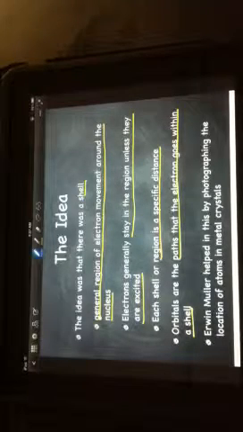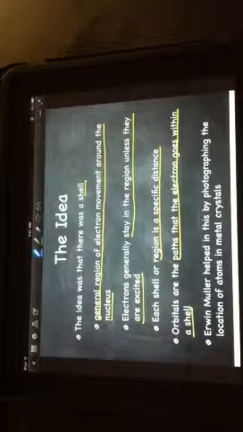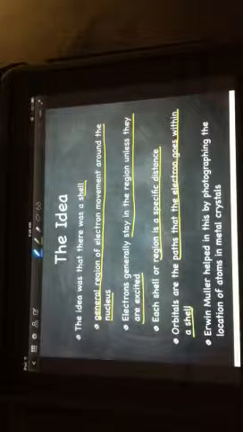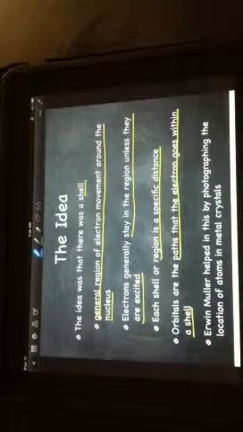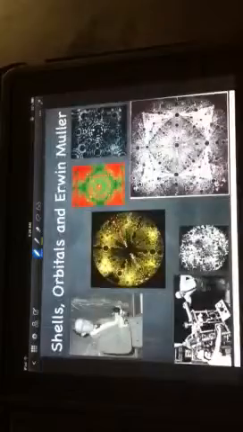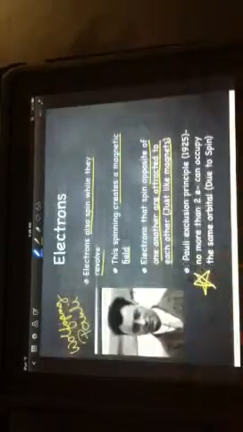So basically these electrons bounce around in these shells, and they go wherever they want to, but they stay a certain distance away from the other shell and from the nucleus. And so they can go anywhere they want to in this shell. Okay? They're not running paths. And all this came from Erwin Muller photographing the locations of the atoms in the metal crystals.